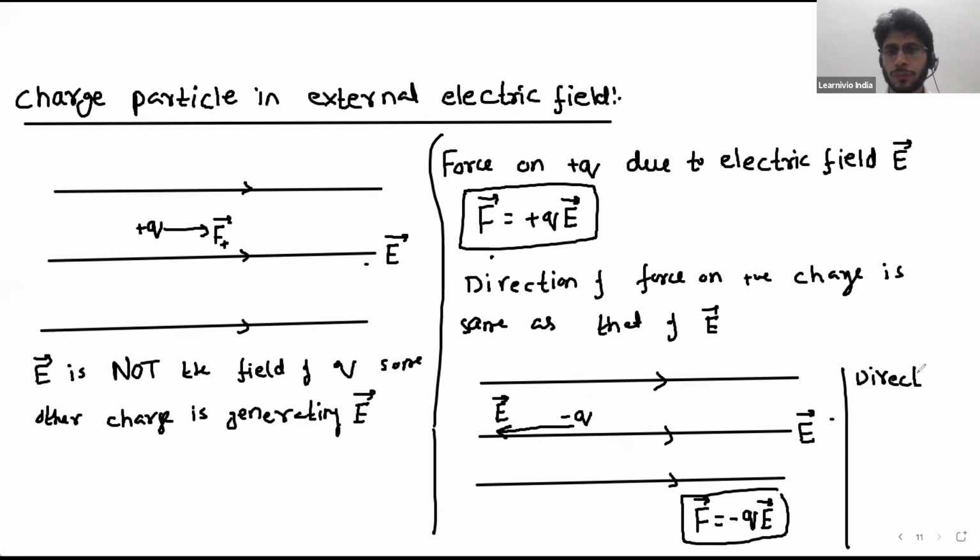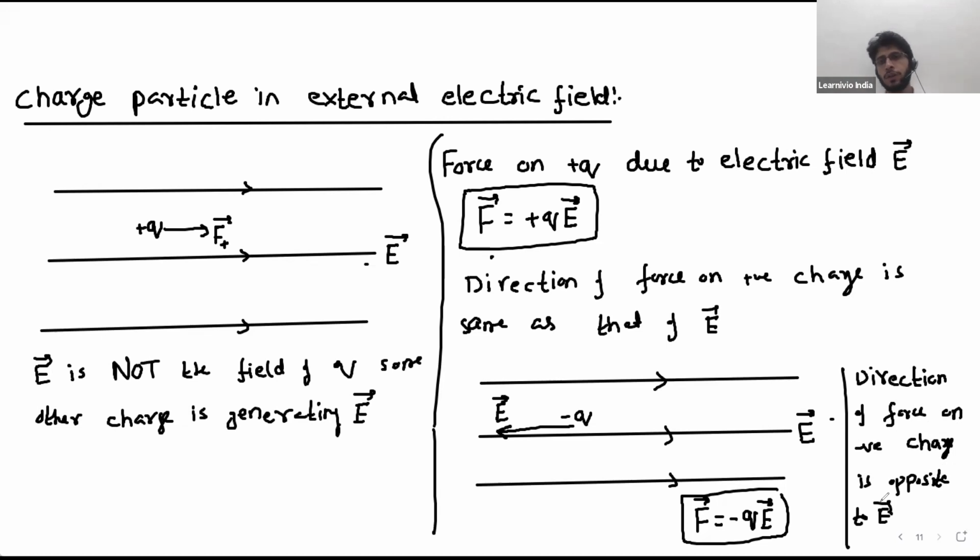Direction of force on negative charge is opposite to E. That's it. So if you place a positive charge in a field, the field will exert some force on the positive charge and the direction of that force is the same as that of field. But if in the same field you put a negative charge, then the field will push that negative charge in a direction opposite to itself. So this is how a field affects a charge. Is it clear?